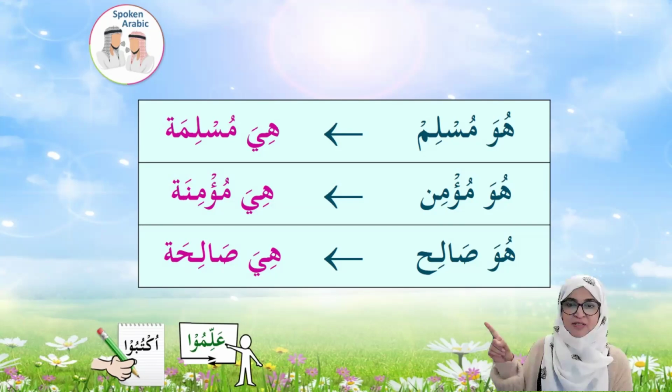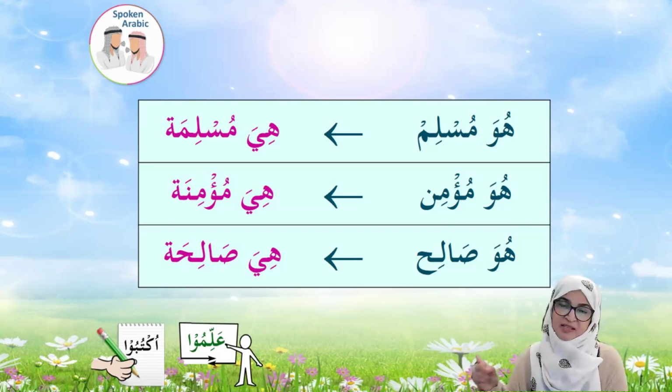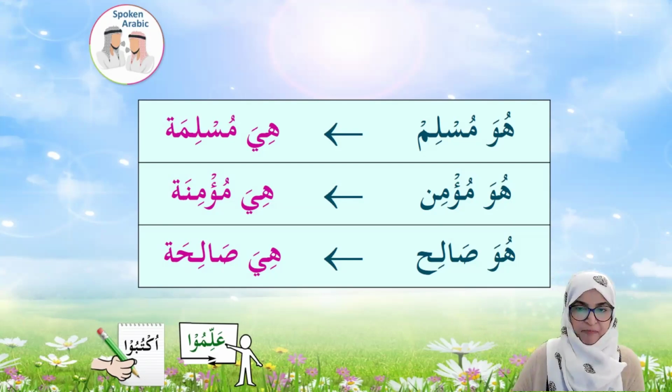So huwa means "he is": huwa Muslim, he is Muslim. Huwa mu'min, he is mu'min. Huwa salih, he is salih. All right. And you know the meaning of Muslim is a Muslim. Mu'min is a real righteous person. A salih also is a nice, a good person.